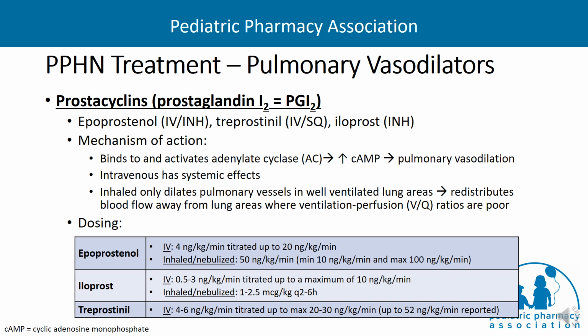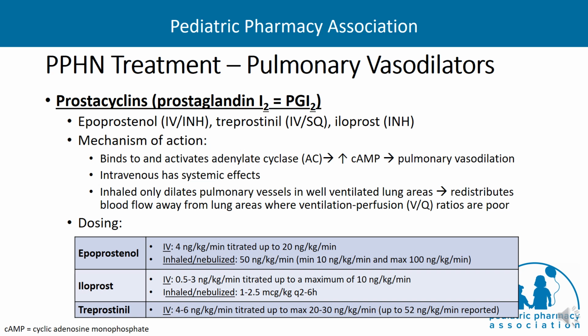So one study initiated intravenous continuous infusion epoprostenol in newborns with PPHN refractory to INO, and they initiated at a dose of 4 nanograms per kilo per minute, and this was increased as needed by 2 up to a maximum of 20 nanograms per kilo per minute. This demonstrated a response in 15 of the 36 newborns that were studied.